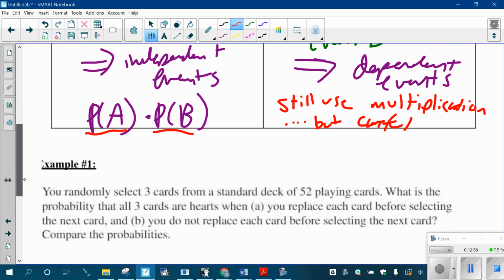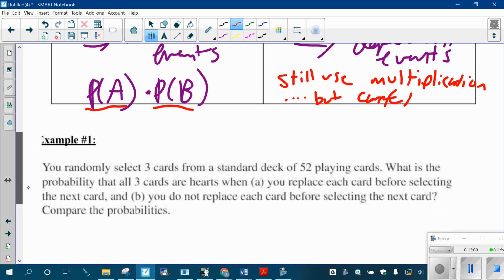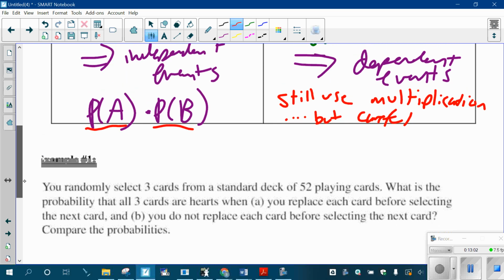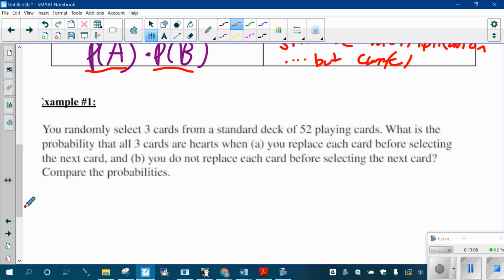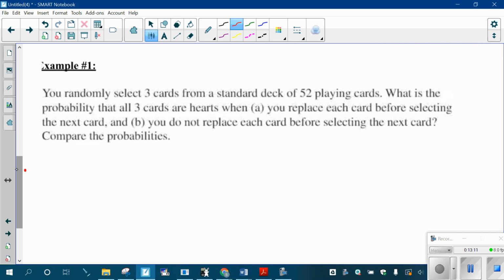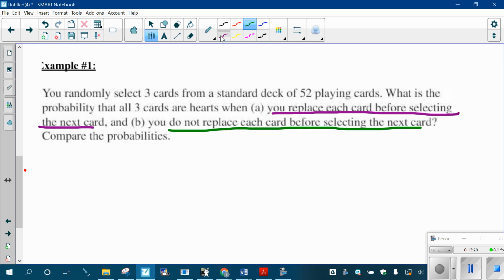And again, I want you to use that word impact in your brain. Dependent events is when one of the events impacts the other one. I'm gonna run through 3 examples for you here. So you're randomly selecting 3 cards from a playing deck. What is the probability that all 3 cards are hearts? We're going to look at this 2 different ways. A, when you replace the card before selecting the next card, and B, when you don't replace the card before selecting the next card. These are going to be very different situations.